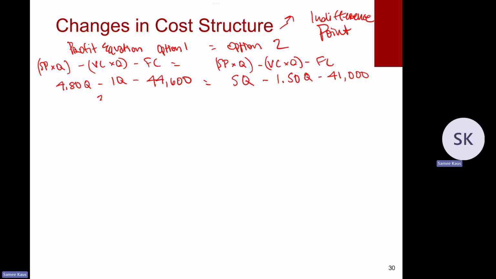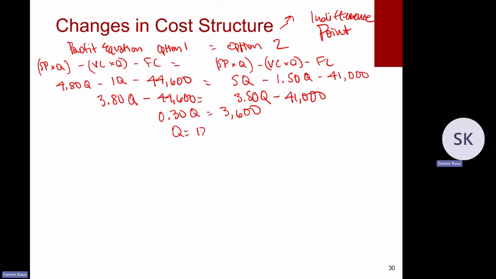So now I'm just going to do a little bit of consolidation. I'm going to say 3.80Q less 44.6 is going to equal 3.50Q less 41,000. I can bring this 3.50Q over and have 0.3Q equal to 3,600. Q equals 12,000. So at 12,000 units, I don't care between the two methods. It's going to bring me the same amount of money in regardless.